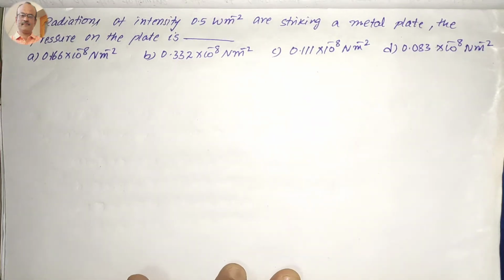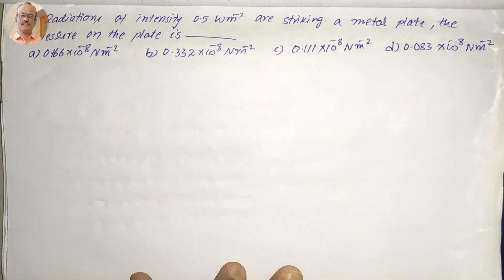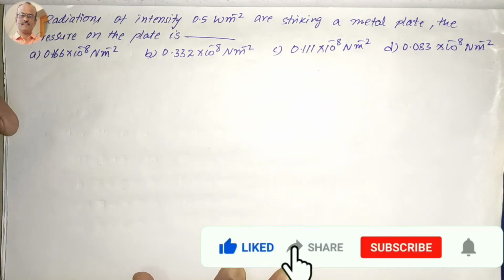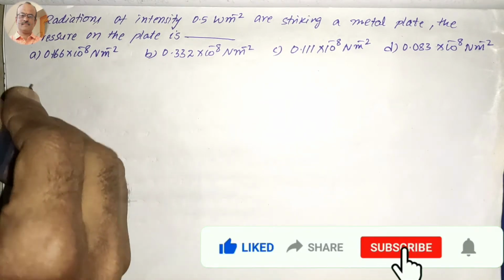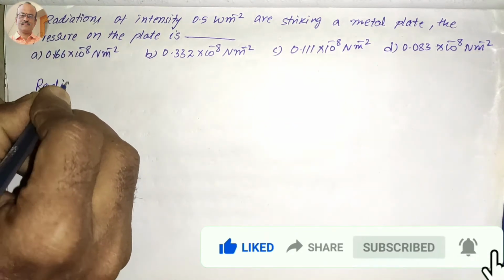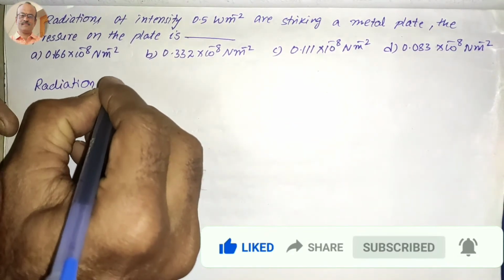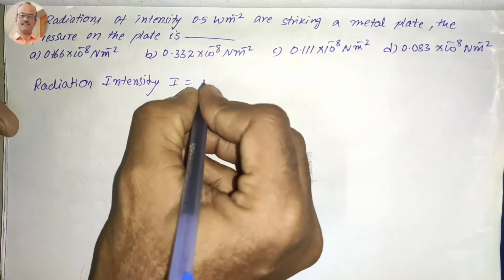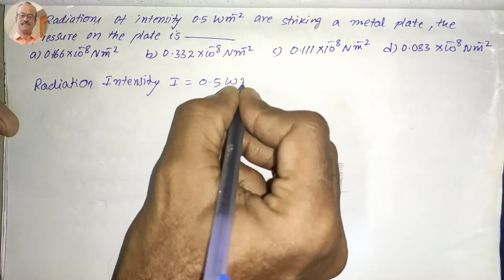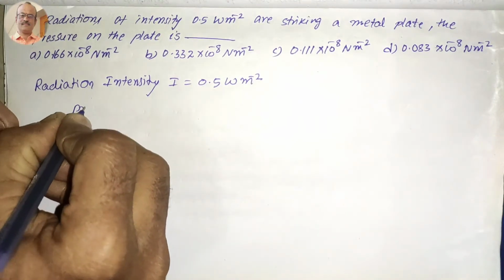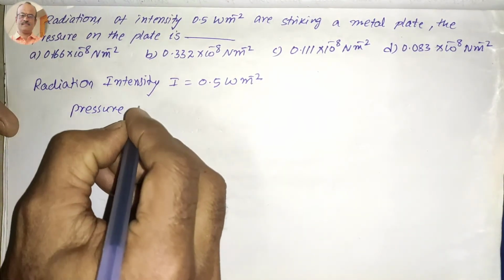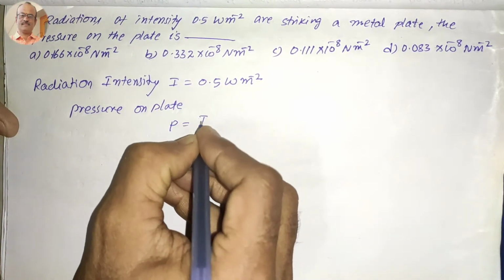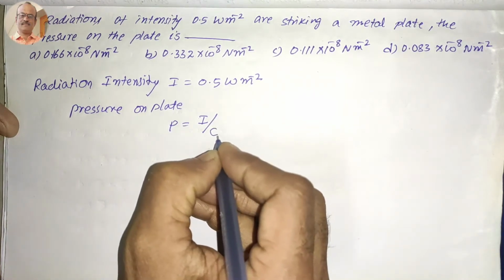Now the question number 32. Radiation of intensity 0.5 Weber meters to the power of minus 2 are striking on a metal plate. The pressure on the plate is how much? So first of all, here given radiation intensity I is equal to 0.5, these were the units, and here afterwards given pressure on plate to find. So that means P is equal to intensity divided by C, means velocity of light.